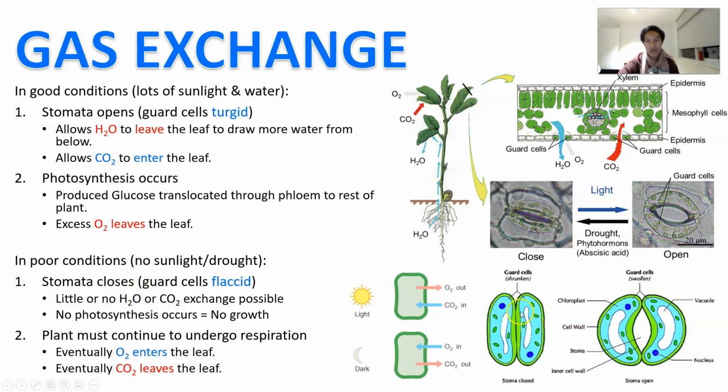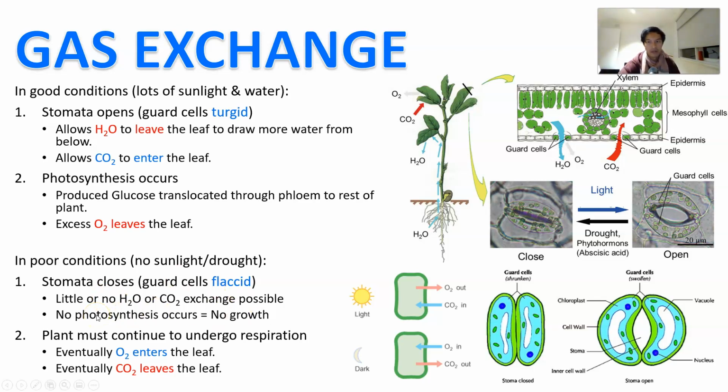The guard cells are going to become flaccid, and then you're going to lock in and prevent gas exchange from moving down to a minimal level. That means you're going to get little or no H2O or CO2 exchange with the cell, and then you're not going to get photosynthesis occurring, right? Now, for a short period of time, this is a good way to protect the plant from losing too much water or using up the water that it has.